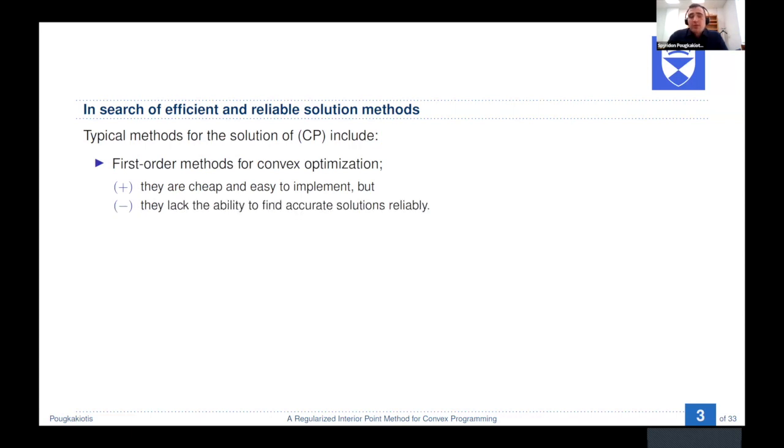The issue, however, is that they typically lack the ability to find accurate solutions. And even if they do for certain problems, they're not as reliable as we would like them to be.